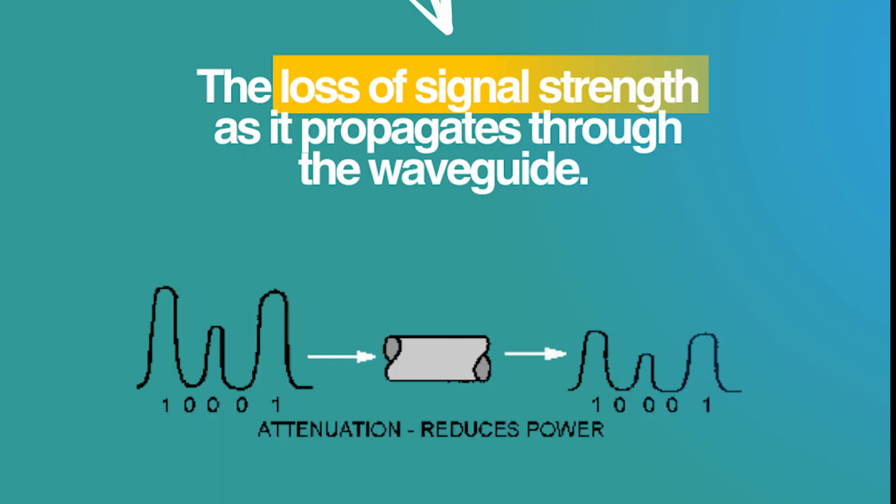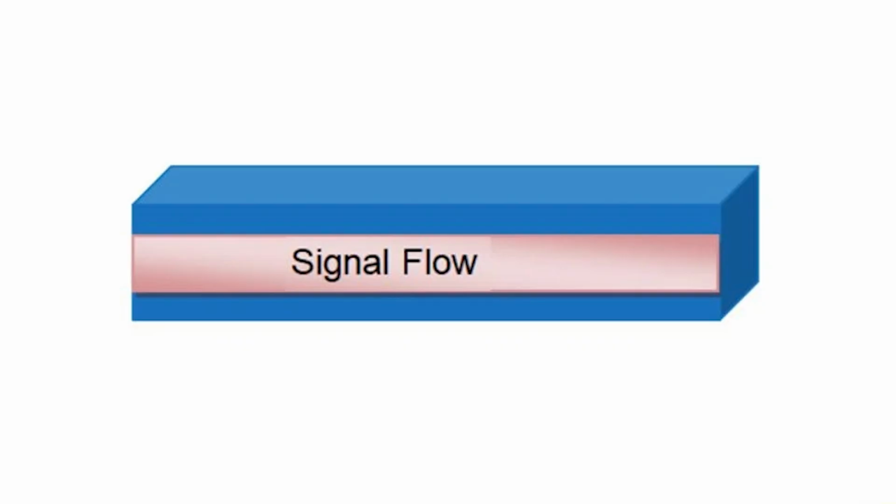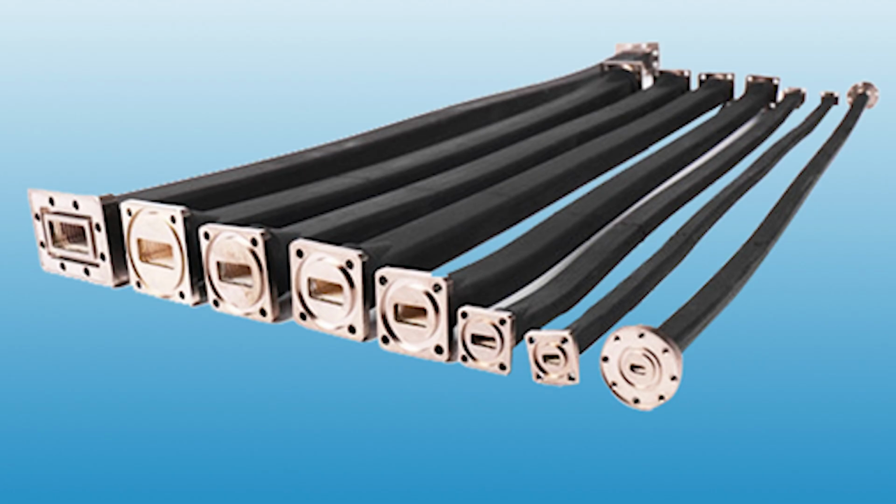Attenuation refers to the loss of signal strength as it propagates through the waveguide. It can result from material absorption, surface roughness, and radiation losses. The attenuation coefficient alpha quantifies this loss. We can't deny that waveguides play a crucial role in various technologies by efficiently guiding electromagnetic waves from one point to another.